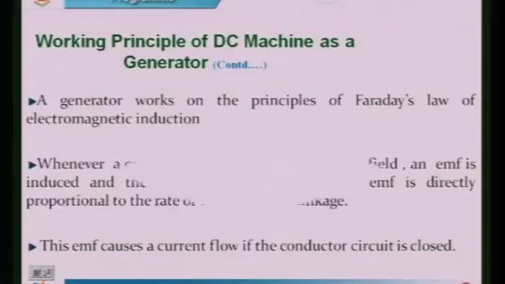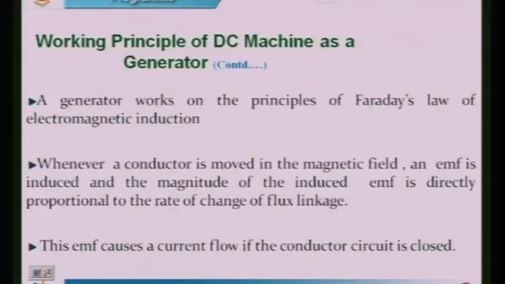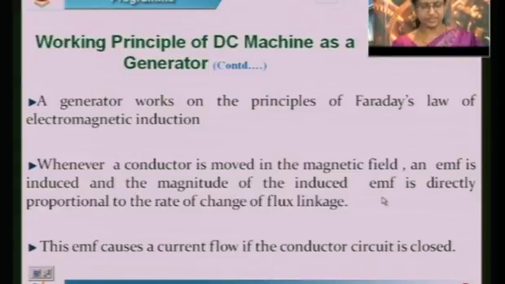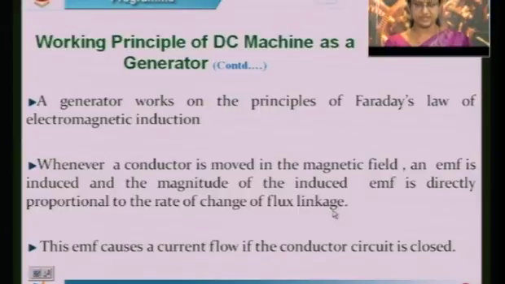I already explained the working principle of a DC machine as a DC generator. It works on the principle of Faraday's laws of electromagnetic induction. Whenever a conductor is moved in the magnetic field, an EMF is induced, and the magnitude of induced EMF is directly proportional to the rate of change of flux linkages. This EMF causes a current when the circuit is closed.